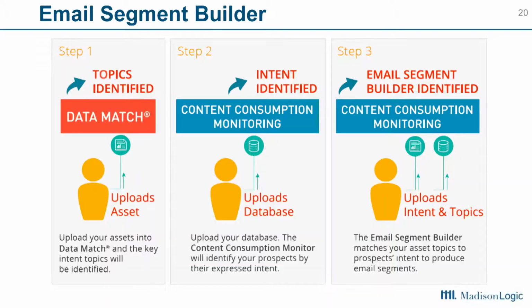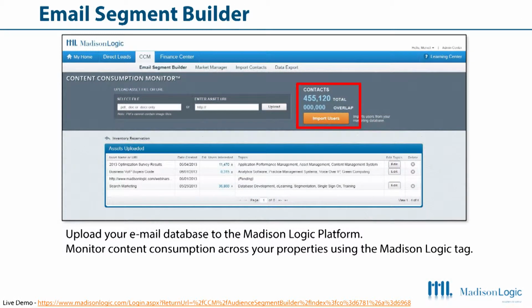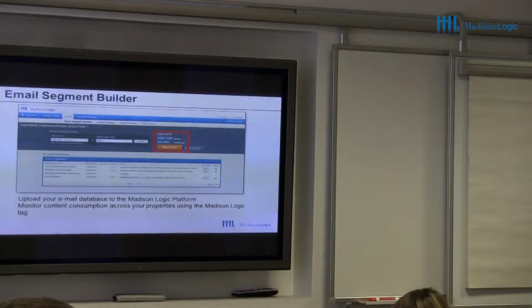So once the assets are up, then we tell you the topics that those assets are relevant to. We screen the asset and we assign 15 topics to it. And then once that happens, we'll tell you how many users are relevant for each asset. So this, I can actually, I'll pull up the live demo instead.